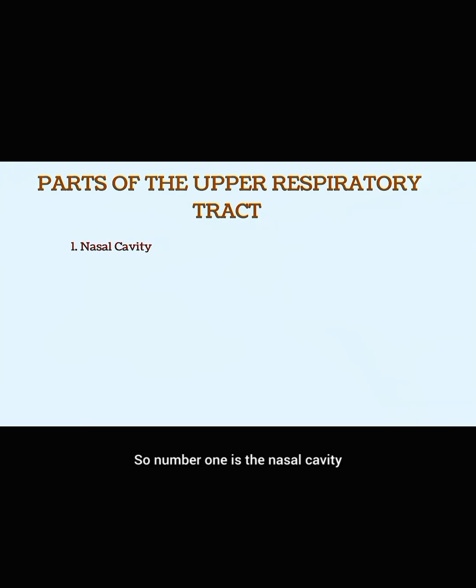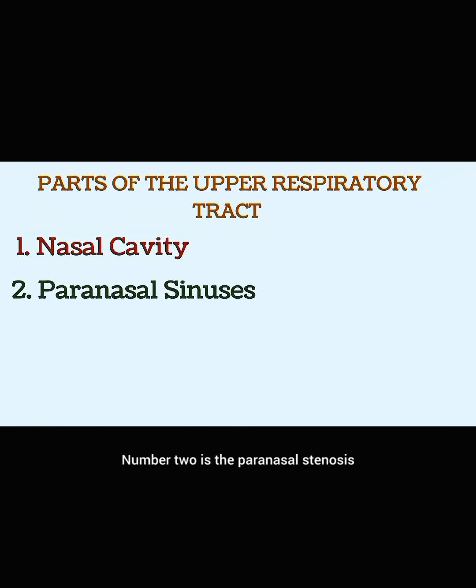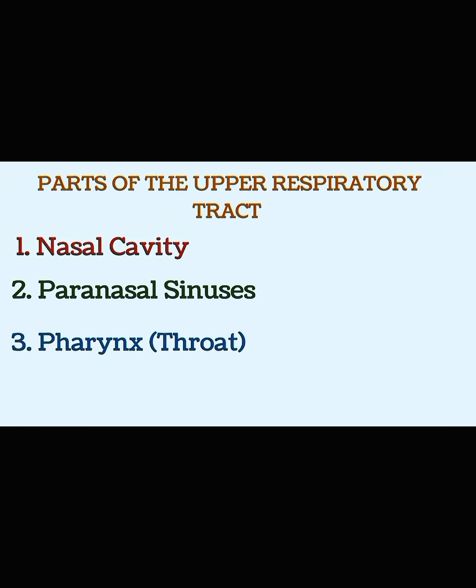Number one is the nasal cavity. Number two is the paranasal sinuses. Number three is the pharynx, which we also call the throat. And number four is the larynx, which is the voice box.